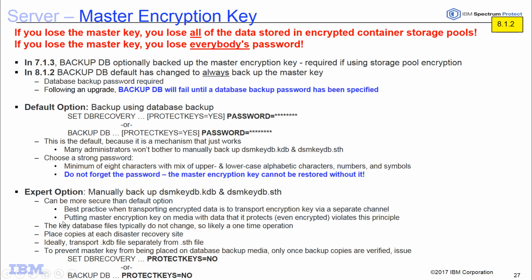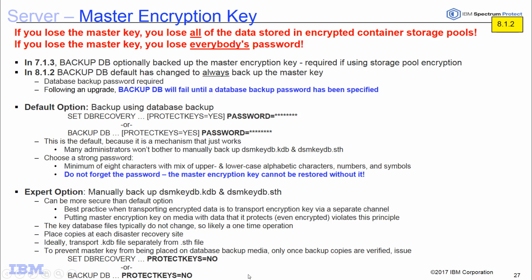So with the expert option, the key database files, because they typically do not change, you'll likely do this operation just one time. You'll place copies of these at each of the disaster recovery sites. And ideally, you would transfer the .kdb files separate from the .sth files. Now, to prevent the master key from being placed on database backup media after you've manually transferred the files over, you would then do the set DB recovery protect keys equals no, or backup DB protect keys equals no.